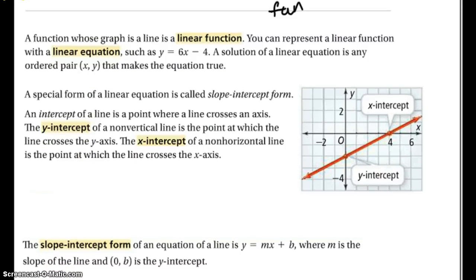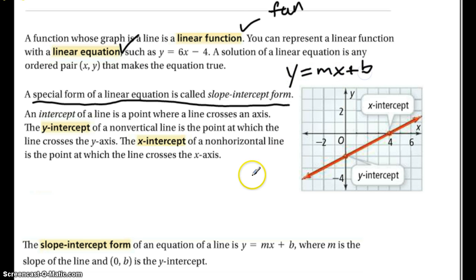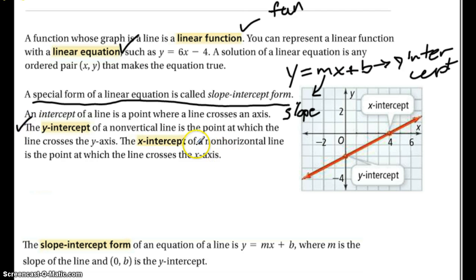A function whose graph is a line is a linear function. Great definition for your Cornell notes. You can represent a linear function with a linear equation. Hey, that makes perfect sense. Another good definition for your Cornell notes. And let's talk about a special form of linear equations called slope-intercept form. The slope-intercept form, as you know, is y equals mx plus b, where the m is your slope of the line and the b is your y-intercept. In other words, where the line intercepts the y-axis. That's your y-intercept and then your x-intercept. Oh, look, here are two more definitions for your Cornell notes.